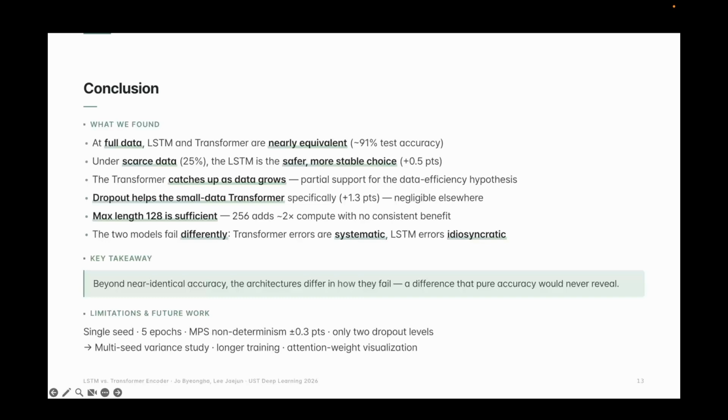To summarize, at full data the two are tied near 91%, but the experiments tell us more. The LSTM is safer when data is scarce. The transformer benefits from more data and from dropout in that region, and the longer sequence length is not needed. The finding we value most is that they err differently, one systematically and one idiosyncratically, which accuracy alone would hide. Our main limit is a single seed, so a multi-seed study is next.